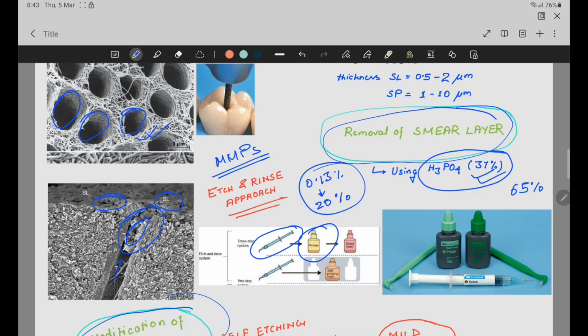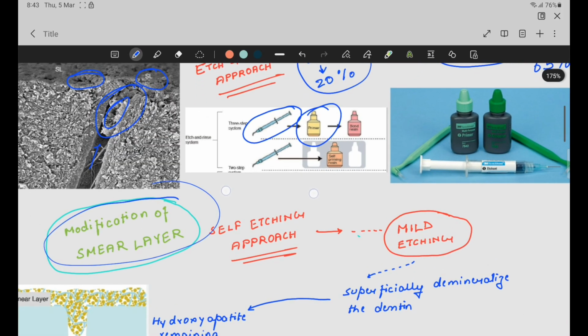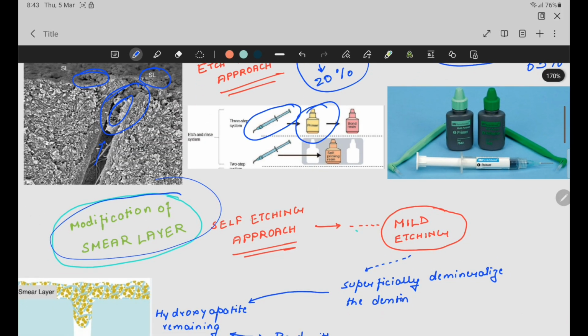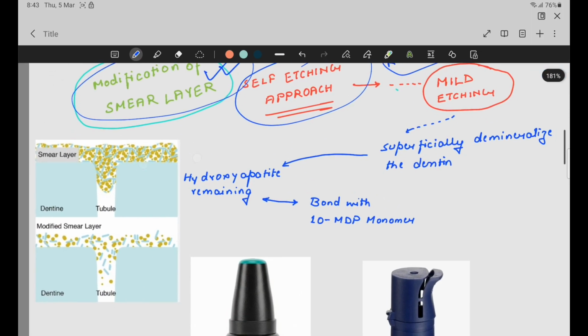and the resin-dentin bond gets weaker. So another way to deal with this problem is to adjust the smear layer by using a self-etch method. In this method, we are not removing the smear layer. We are rather modifying it. So what this means is we are using mild self-etch adhesives that gently soften the surface of the dentine, and even after this some hydroxyapatite still stays behind, like in this diagram.